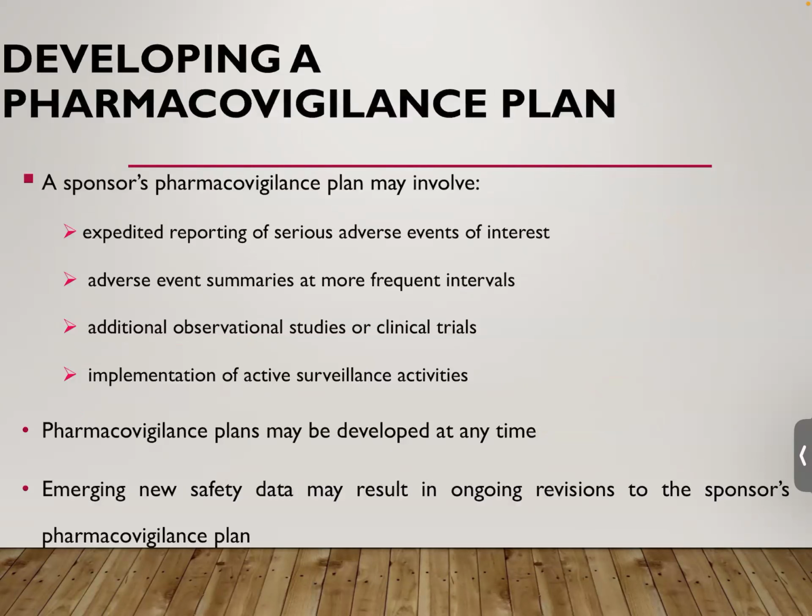So what is discussed in a pharmacovigilance plan? How they will be doing expedited reporting of serious adverse events. Adverse events summarized at more frequent intervals. Additional observational studies or clinical trials may be designed. They will also implement active surveillance activities. And a pharmacovigilance plan can be given at any time. Emerging new safety data may result in ongoing revisions to the sponsor's pharmacovigilance plan.